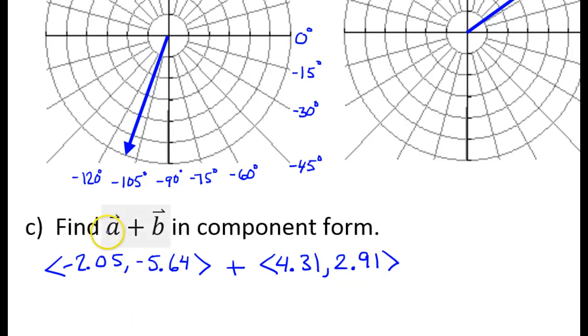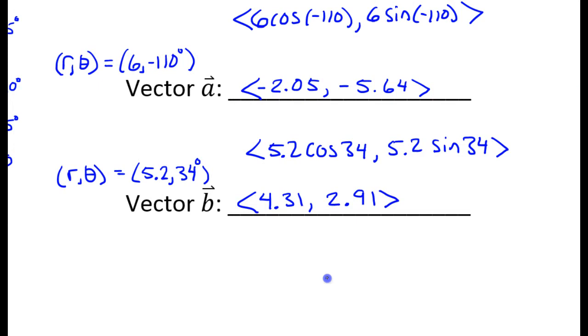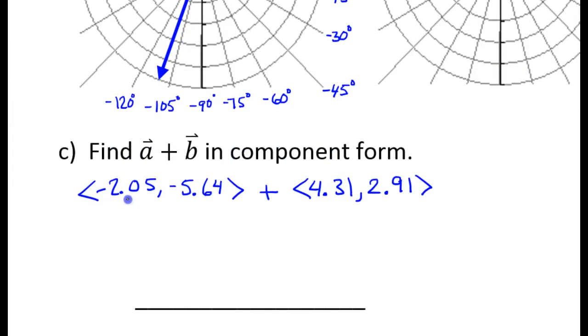For part C, we are supposed to find A plus B in component form. Well, remember, we just found the component form of A and B, so I just copied that down right here. If we're going to add these together, we're just going to add the corresponding parts. So we can just easily do that in our calculator. So I'm getting 2.26, comma, negative 2.73. Again, I just added the x part and I added the y part, the horizontal and the vertical components.